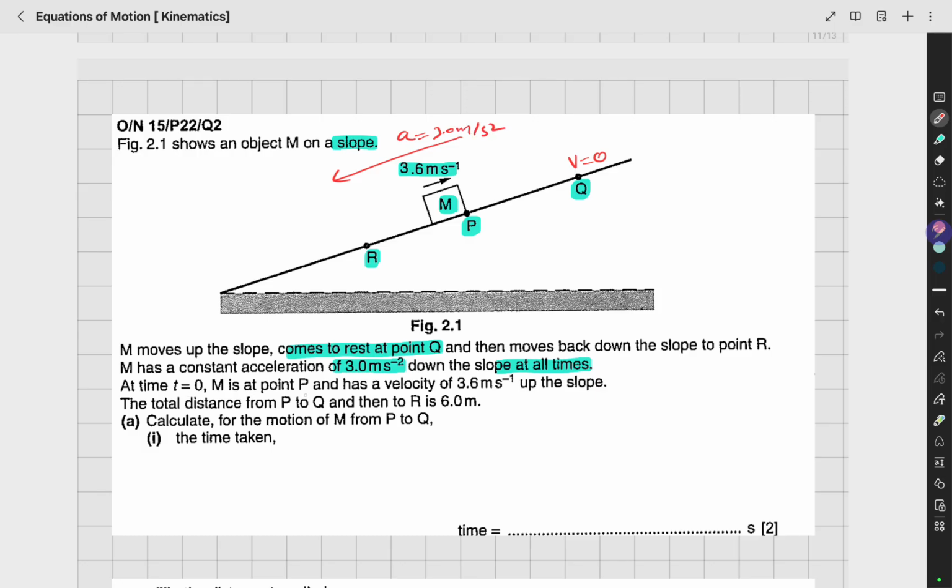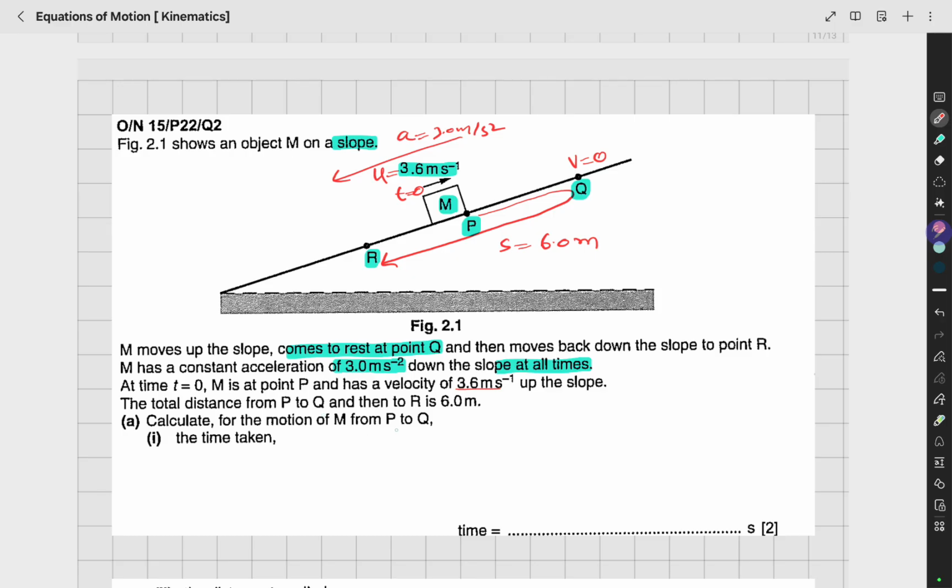At time 0, M is at point P and has a velocity of 3. So it means this is its initial velocity because the time is 0 over here. Total distance from P to Q and to R is 6. So P to Q and then back over here, the total distance is 6 meters.